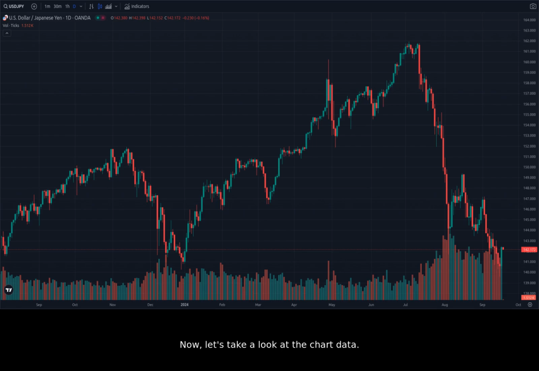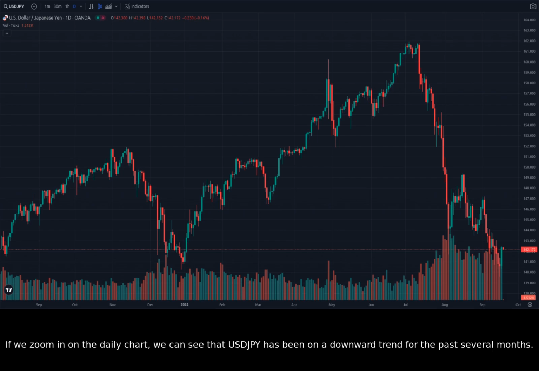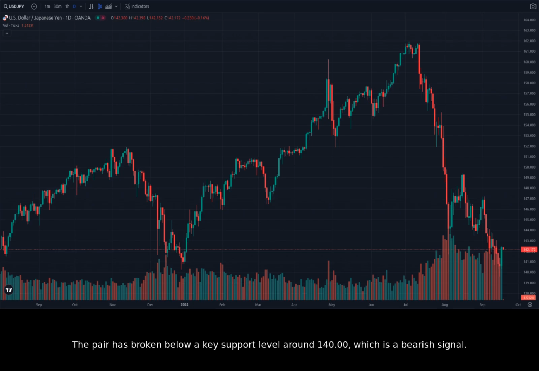Now, let's take a look at the chart data. If we zoom in on the daily chart, we can see that USDJPY has been on a downward trend for the past several months. The pair has broken below a key support level around 140.00, which is a bearish signal. The recent surge above 142.00 might be a temporary bounce, but the overall technical picture remains bearish. Traders are covering their short positions on the US dollar, but this could be a short-lived rally. The RSI is still bearishly biased, suggesting that the downtrend could continue.